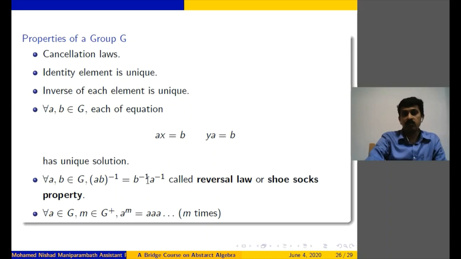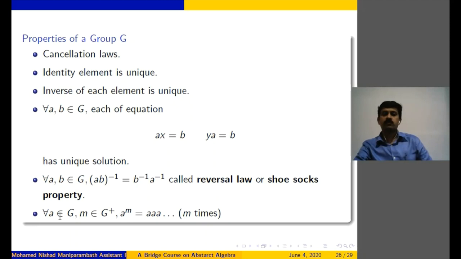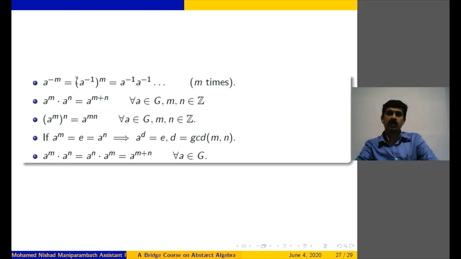There are some other properties also that are very familiar. We don't need to put much effort into them. For every a belonging to G and m belonging to the positive integers, a raised to m equals a times a, etc., m times. And a raised to minus m is equal to (a inverse) raised to m, equal to a inverse times a inverse, etc., m times. a raised to m into a raised to n equals a raised to m plus n, for every a belonging to G, m, n belonging to Z. And (a raised to m) whole raised to n equals a raised to m times n, for every a belonging to G and m, n belonging to Z.